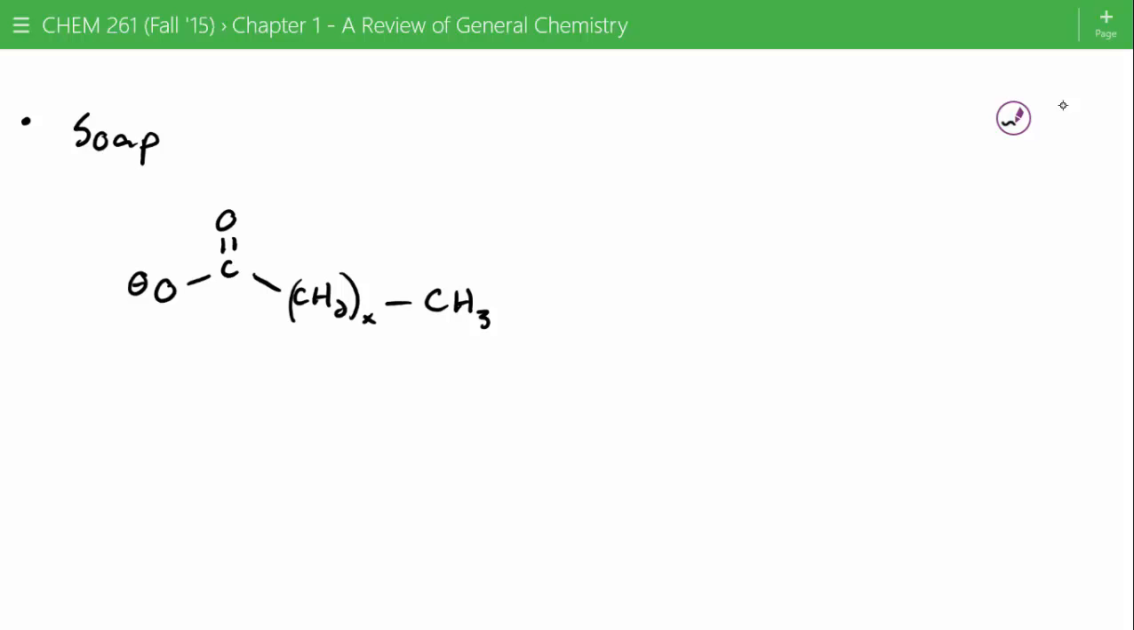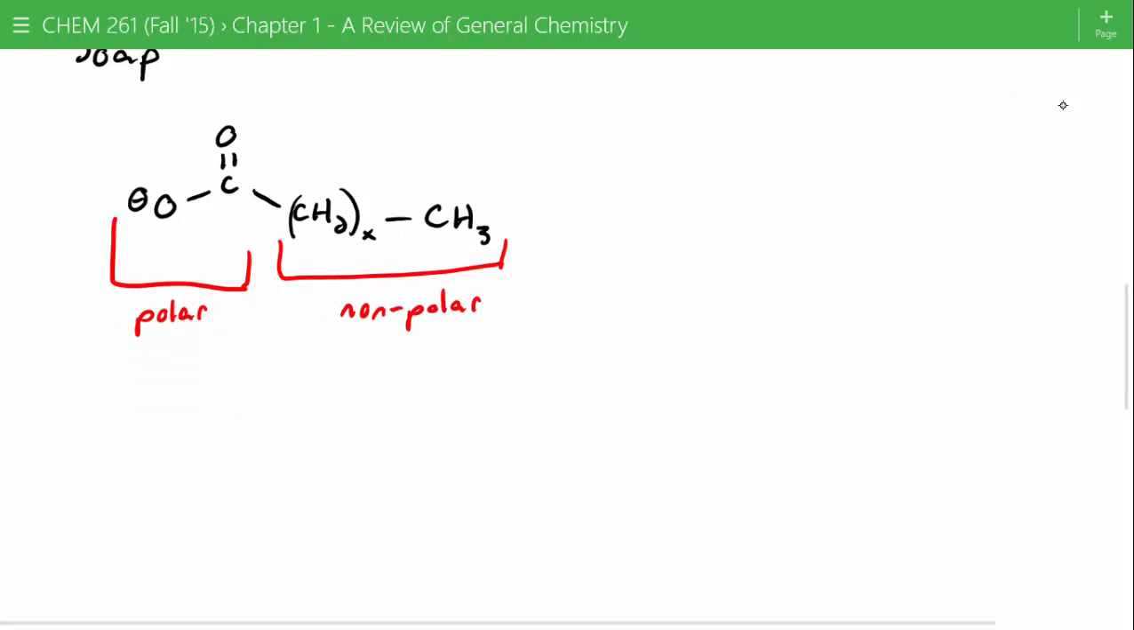Well, it's got a tail, a hydrocarbon tail, but it's got a polar, I guess, head coming off. It kind of looks like a lipid. Okay, so this side's nonpolar. This side over here is polar. So if you actually look at soap in solution, it does something neat.